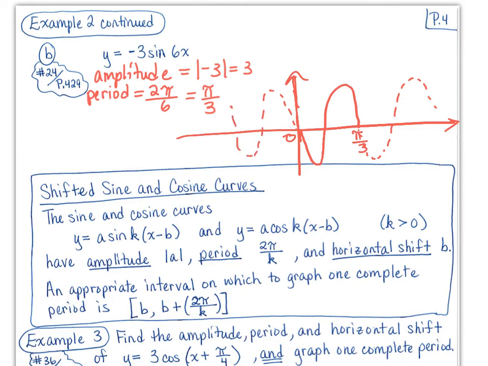Does that make sense? What is the highest point? 3. Good. The lowest point is? Negative 3. Good.